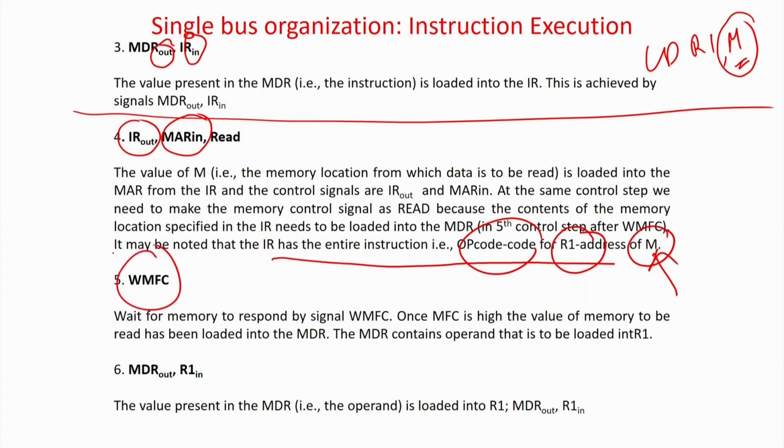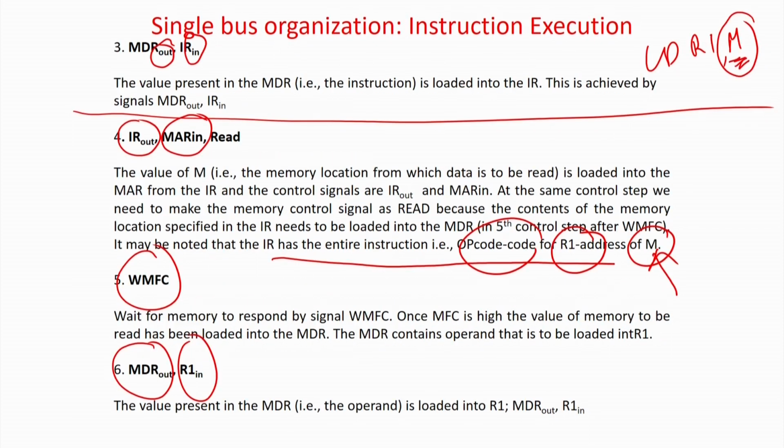Then at the fifth stage, we wait till the memory says that I am done with it. So, once the memory says I am done with it, that means this M data is now loaded into the memory data register. So, now what you will have to do is just dump the memory data register value, that is MDR, into R in, that is R1. So, MDR out means whatever data is available in the memory data register will be out and it will be present in R1. So, in 6 stages I complete the instruction.